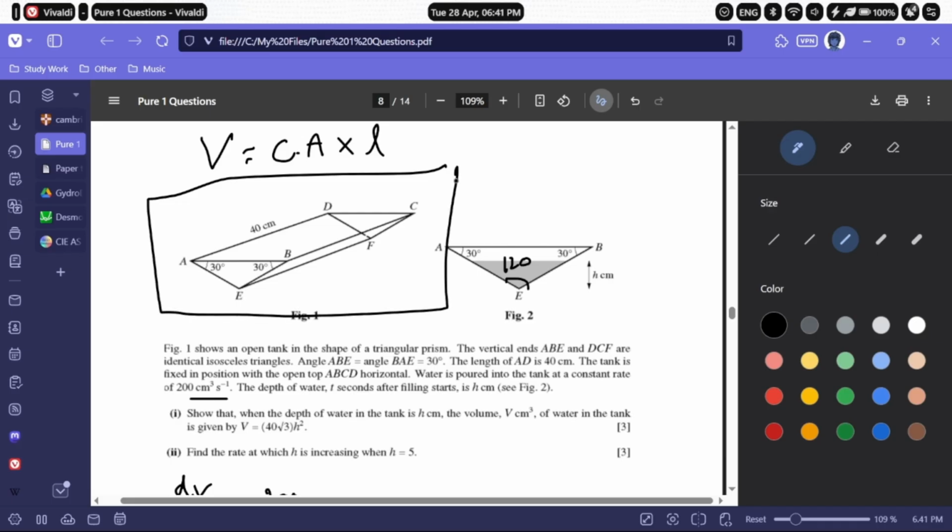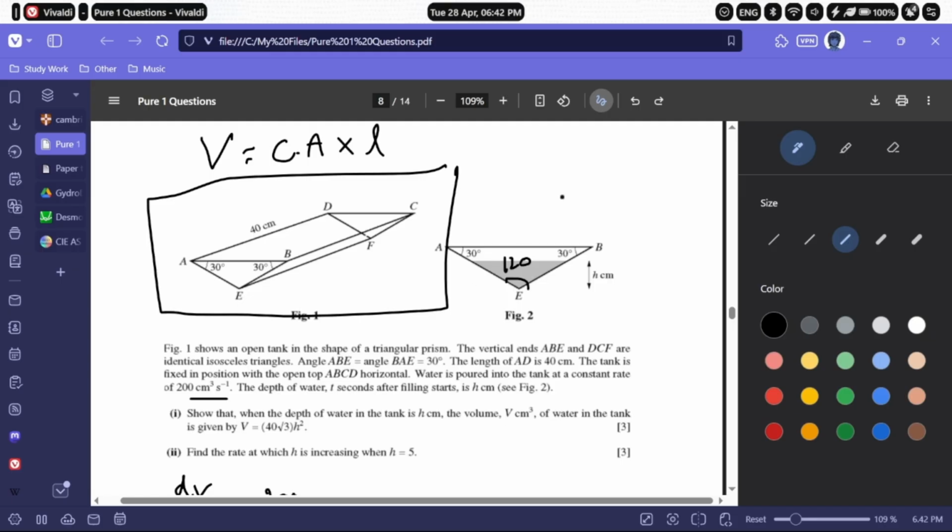So this is your original prism, right? It's completely empty, and basically you're pouring water into this. So it would start by accumulating below, and then it would start rising. So you get the idea, right? Then after a point, it would be completely full. Now show that when the depth of water in the tank is h centimeters, the volume of water in the tank is 4 root 3 h square.